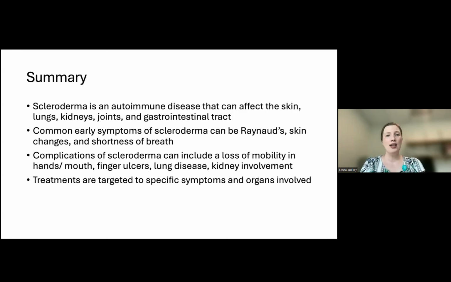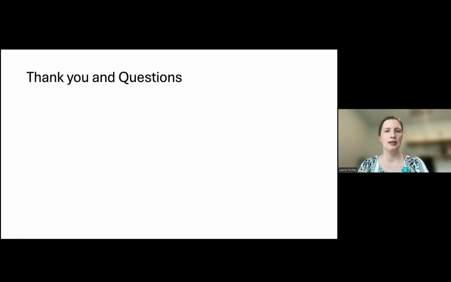So yes, in summary, scleroderma is an autoimmune disease that can affect a number of different organs, from the skin, lungs, kidneys, joints, and gastrointestinal tract. Common early symptoms are Raynaud's, skin changes, and shortness of breath. And it can affect a number of different organs that we talked about. And again, we target treatments based on which organ is involved.